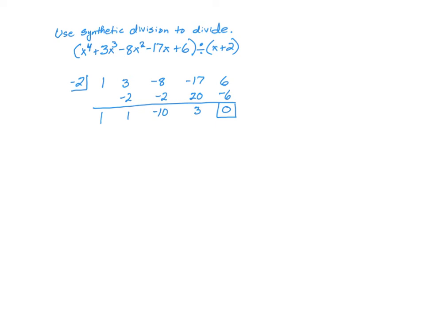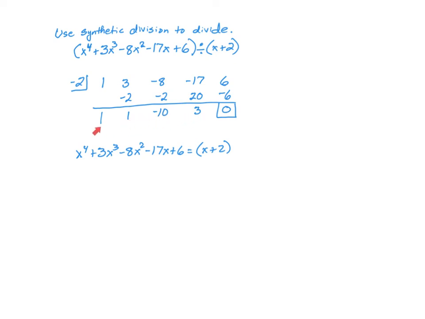Hey, notice the remainder is 0 this time. Well, what does that tell us? Well, it tells us this. Our x to the 4th plus 3x cubed minus 8x squared minus 17x plus 6 is equal to x plus 2, our divisor, times our quotient.